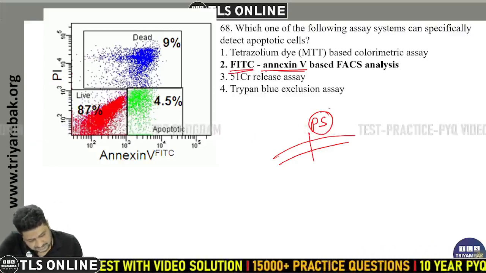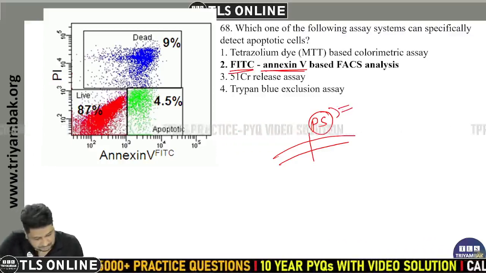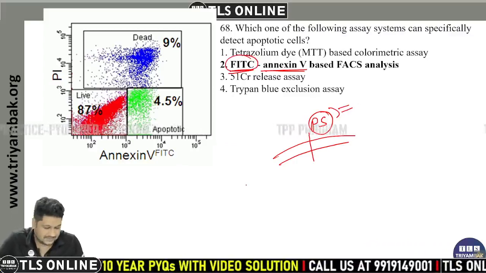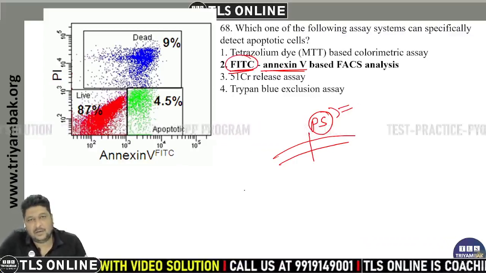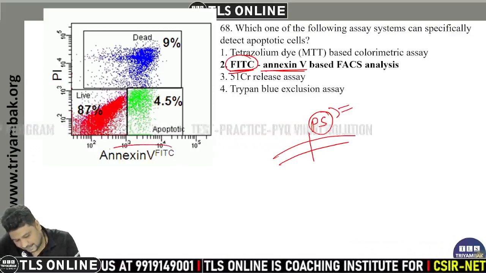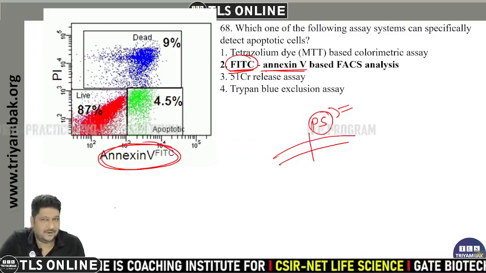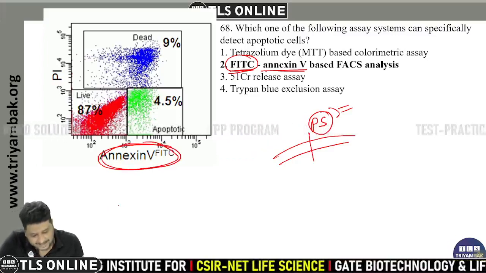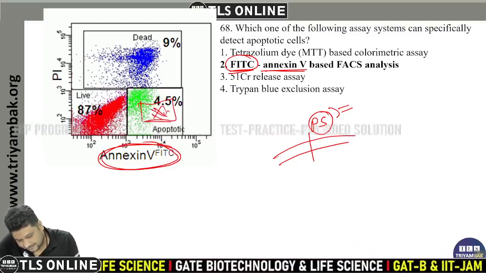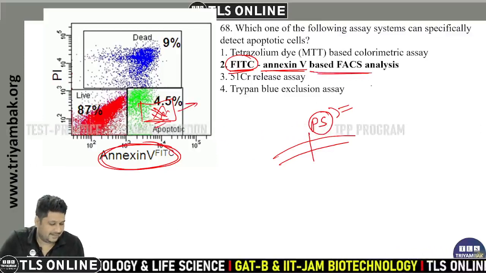So annexin will bind to PS, and annexin V is a PS binding protein, and annexin V will be recognized by FITC. So the cells which are undergoing apoptosis express a high level of annexin on their surface, or they show binding of annexin on their surface. So this coordinate in the FACS will show the apoptotic cells. So this is the annexin V FITC system.